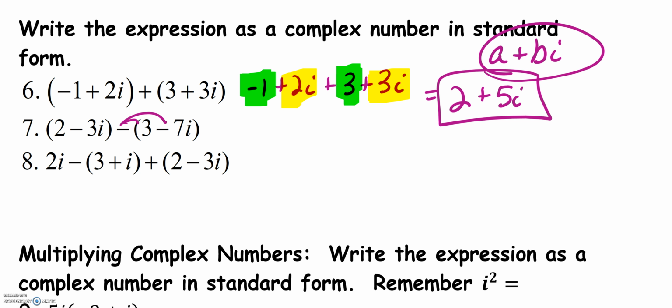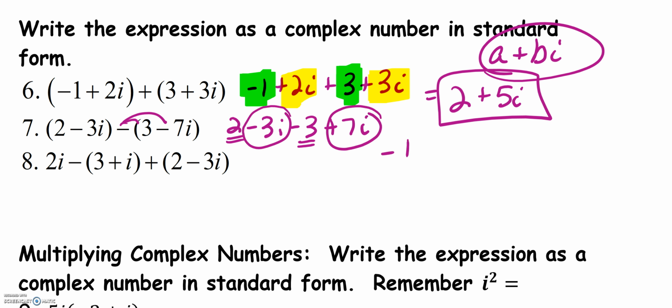Okay, number 7, we have to distribute that negative through. So we get 2 minus 3i minus 3 plus 7i. Combine like terms. 2 minus 3 is negative 1. 3i plus 7i is 4i. So distribute if necessary, and then combine like terms.